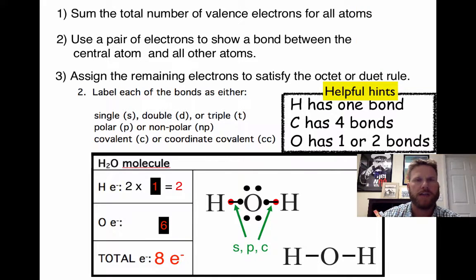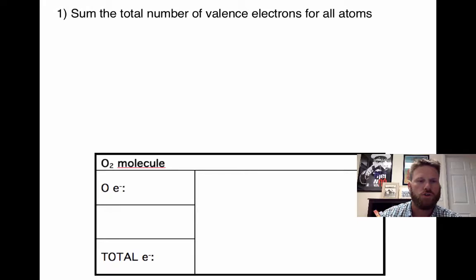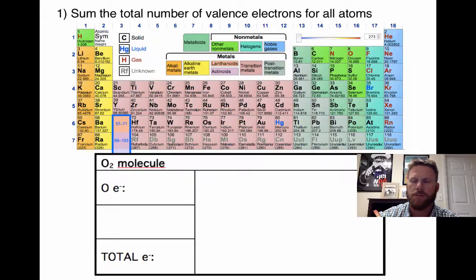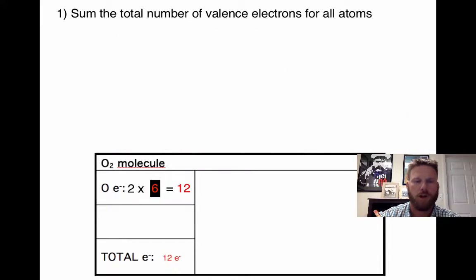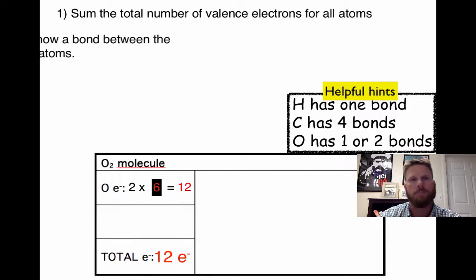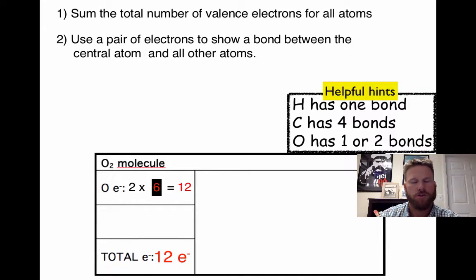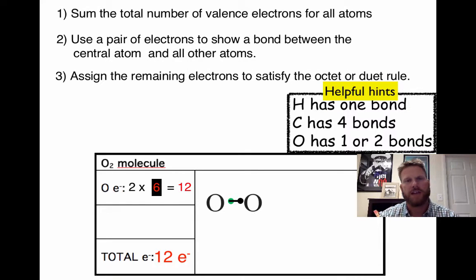Let's try one that has a double bond. So O2, if we look up oxygen on the periodic table, it's in family 6. There are 2 oxygens in O2, so we have to take 2 times 6 to get 12 total valence electrons to assign to this molecule. So we're going to next draw a bond between the 2 atoms that shows electrons being shared. So a bond between 2 oxygens. If we look at this, we're like, oh, okay, each oxygen has 2 electrons right now, so each oxygen needs 6 more electrons. So let me just assign the rest of the electrons and give each oxygen atom 6 more electrons.